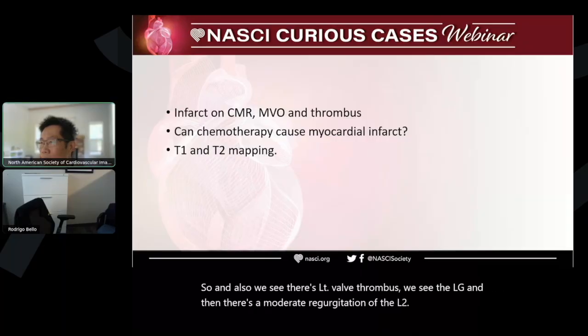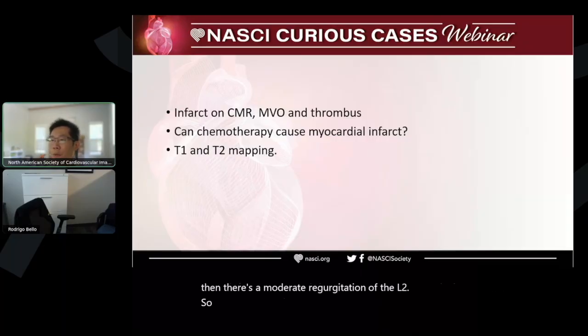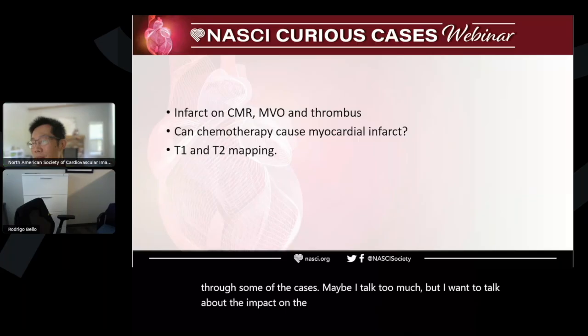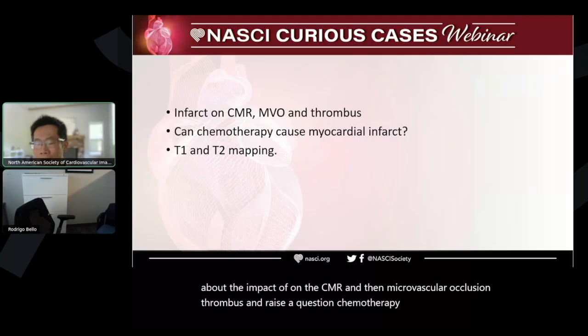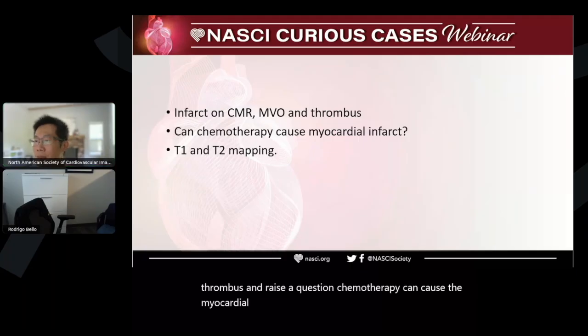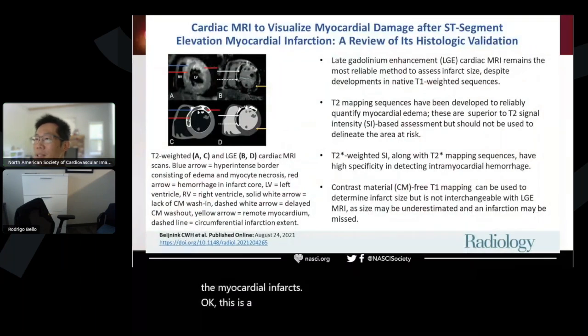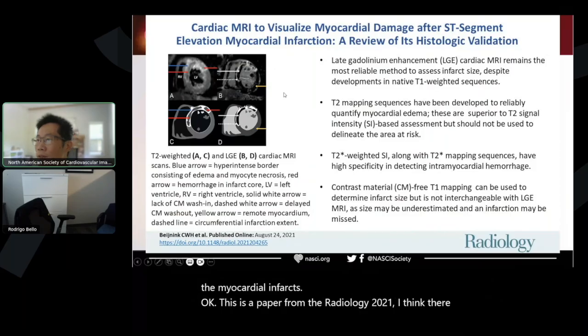So, what are we going to review very quickly? I hope we have time to go through some of the cases. Maybe I talk too much, but I want to talk about the infarct on the CMR and then microvascular obstruction, thrombus, and raise a question. Can chemotherapy cause myocardial infarcts? Okay. This is a paper from Radiology 2021. I think there is very good correlation, a very good reference for that.